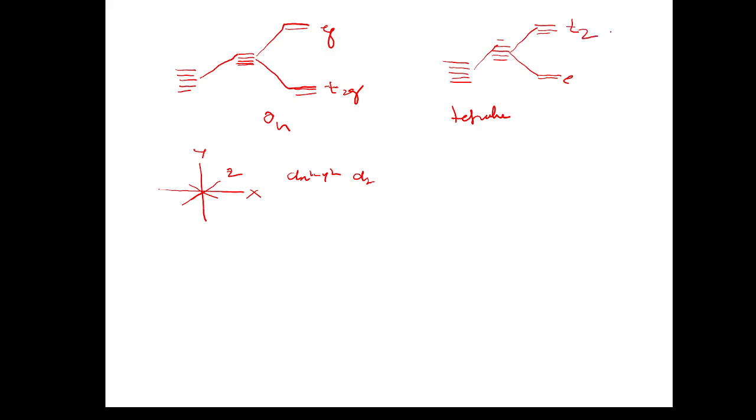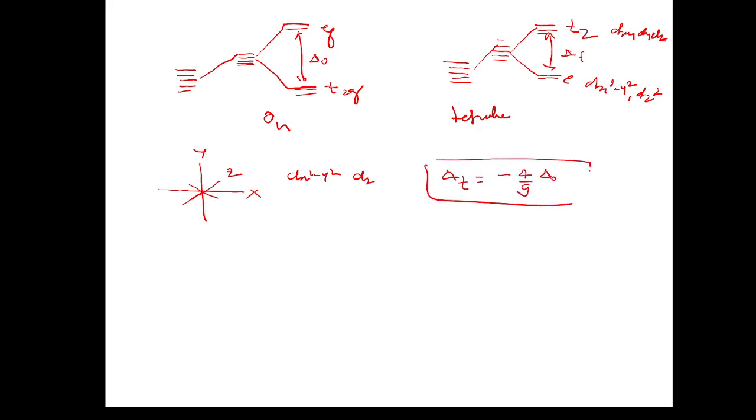Okay, so the two orbitals dx square minus y square and dz square will stabilize, and dxy, dyz and dxz will be destabilized. And the gap between these two is called delta O, and this is called delta T. So what is the relation between delta O, the octahedral stabilization energy, and tetrahedral? There is a relation that your delta T will be minus 4 by 9 delta O, which is roughly half of the octahedral stabilization energy.